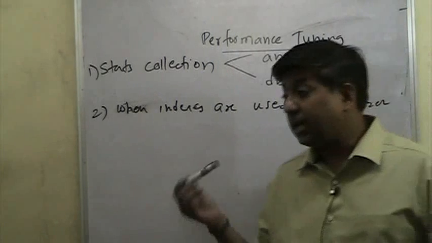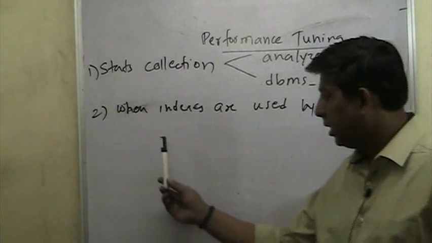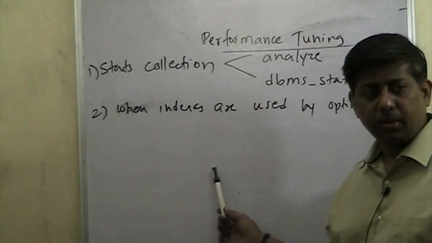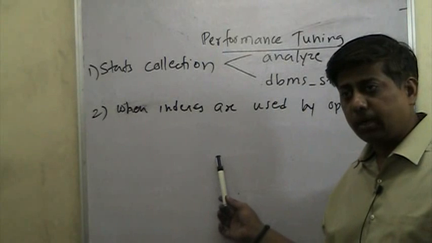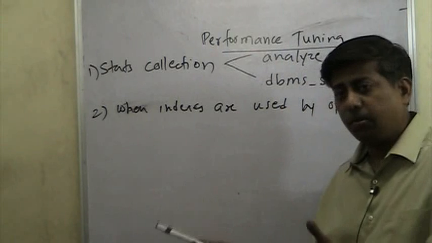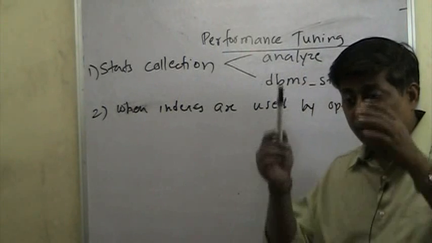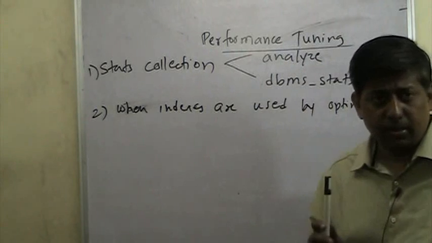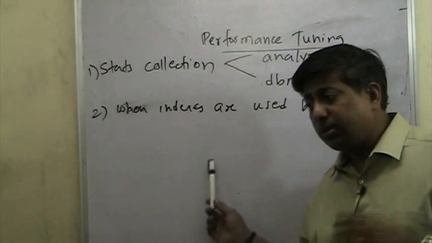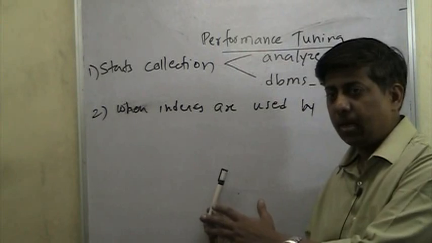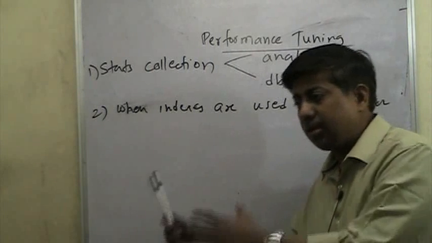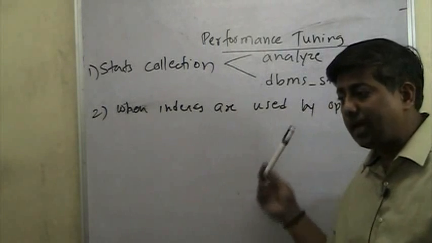The sequence is, first thing, data gets loaded into a table. Once the data gets loaded into the table, we are running the query. Who is giving us the execution plan? The optimizer is giving us the execution plan, and once the optimizer decides the execution plan, it is executed. But the optimizer doesn't know that we have loaded the data. For the optimizer to know that we have loaded 10,000 rows, 20,000 rows, we need to do the analyze.